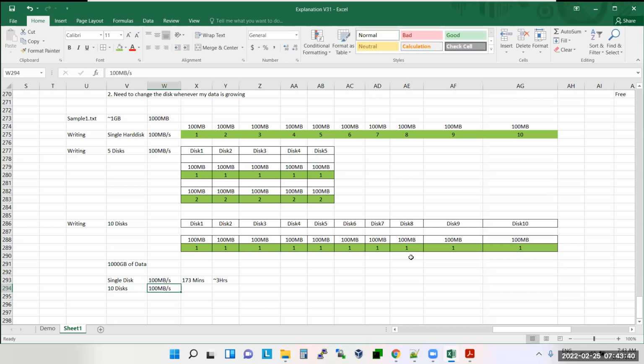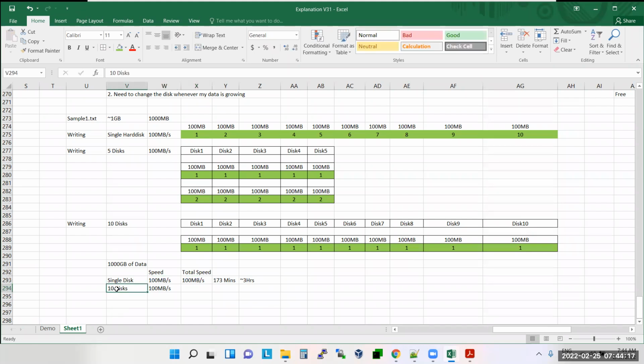Okay, each disk can go with the speed of 100 MB per second. Now tell me, if all 10 disks started writing parallelly, what is the maximum speed I can achieve? Since you have a single disk, max speed is 100 MB per second. Here, since it is only one disk, total speed is also 100 MB per second.